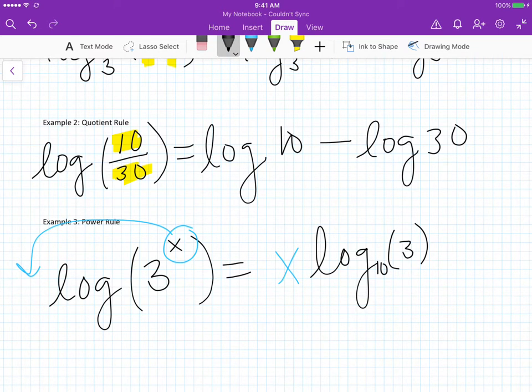Okay, so you should be good with these three rules. Again, we're going to go over this in class, but this is just an introduction for you.